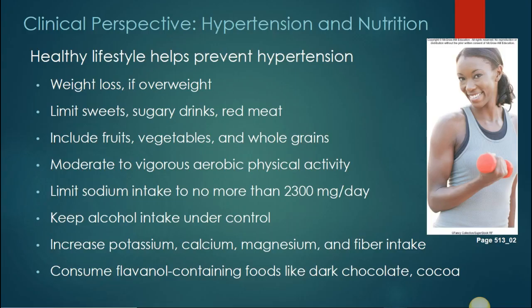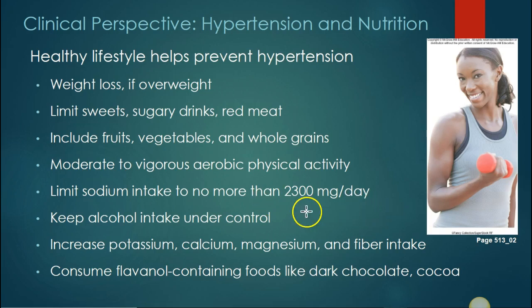Let's talk a little bit more about nutrition recommendations involving hypertension. Healthy lifestyles can help prevent hypertension. So for people who are at a higher weight beyond what's recommended for their height, weight loss is recommended. It's also recommended that people limit sweets, sugary drinks, and red meat, eat a diet high in fruits, vegetables, and whole grains, engage in regular physical activity.